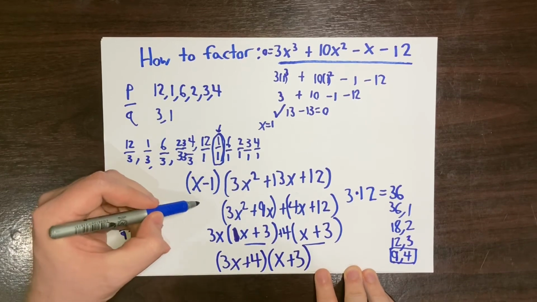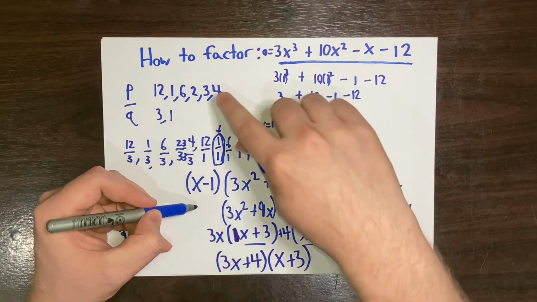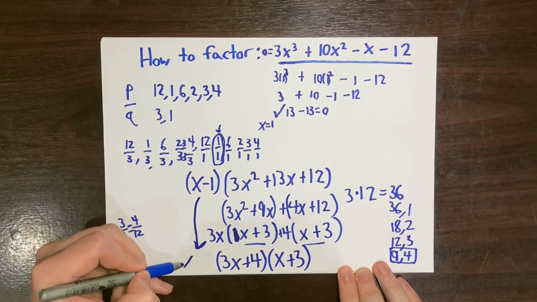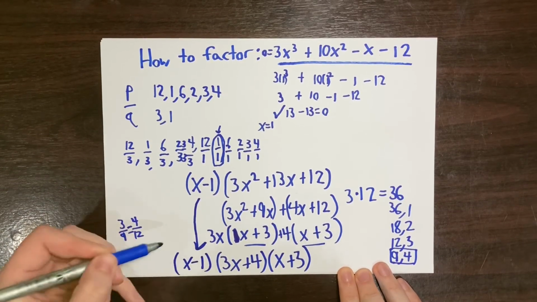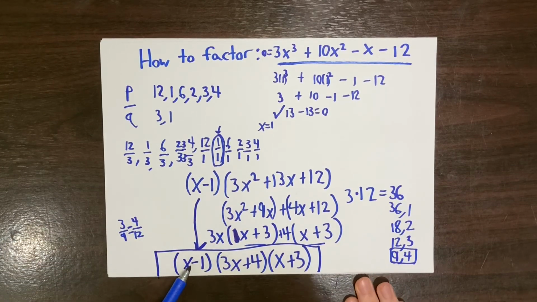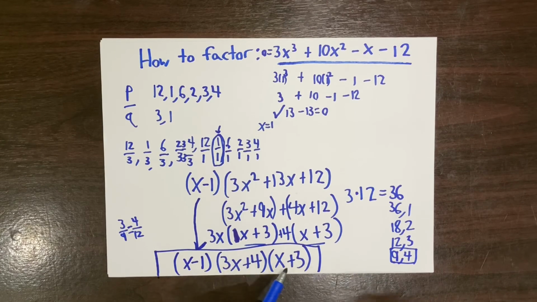And now we can't forget our other factor that we worked so hard to find above here, this x minus 1. So we'll bring that down. And our final factored form, glorious: x minus 1 times 3x plus 4 times x plus 3.